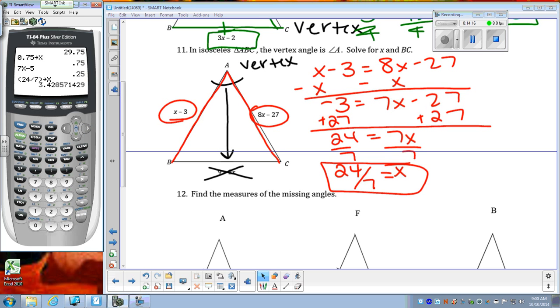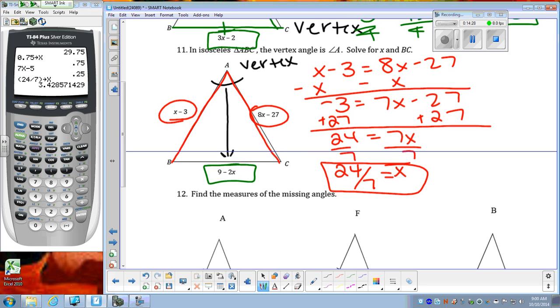And then I want to figure out the length of BC. So now I do need to use this piece, because just because I didn't use it to find x doesn't mean that it's not still the same x value. So I want to plug in my 24 over 7 into 9 minus 2x, because x was stored as 24 over 7.